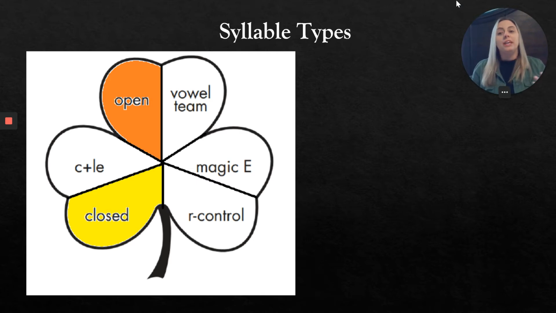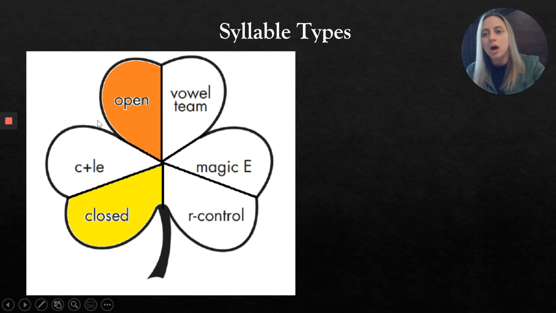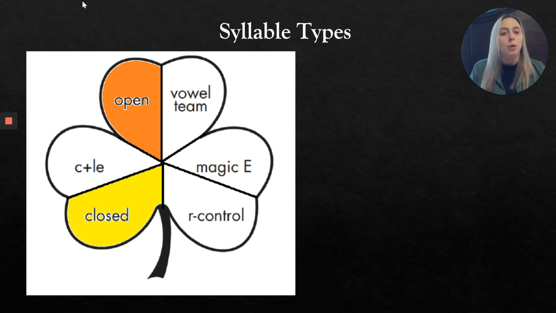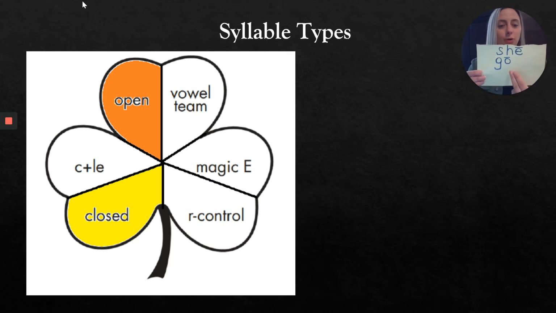So here's your background knowledge for the new concept today. There are 6 different syllable types in our English language, and 2 of them you've already learned. Way back in maybe September, you learned about open syllables. That's here in the orange. In an open syllable, a word is ending in a vowel, and that vowel says its name. An example of that would be she or go. We mark that open vowel with a macron to show that it's long or that the letter is saying its name. Sh, E. E is long, E is saying its name.